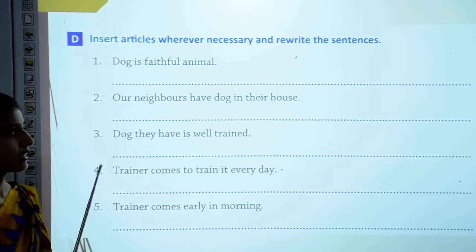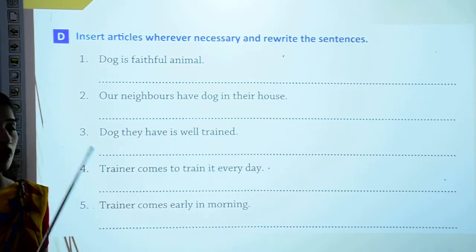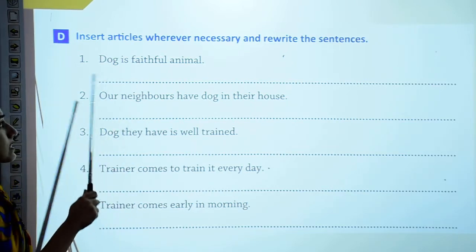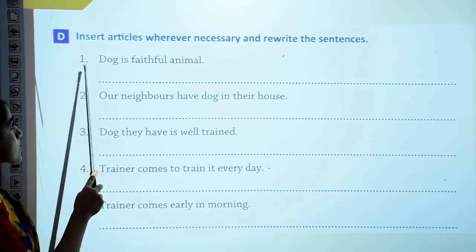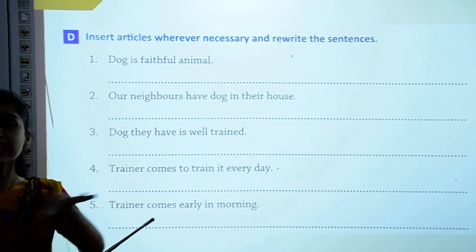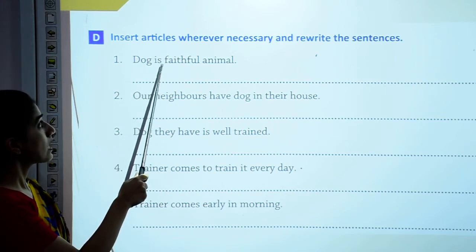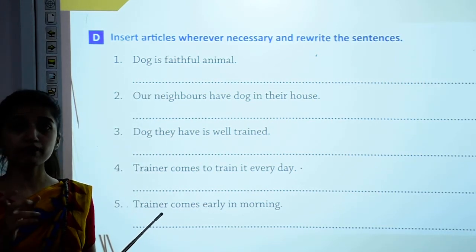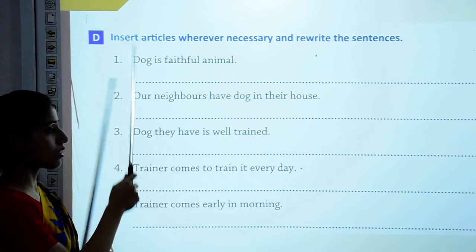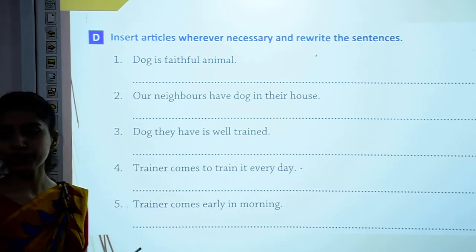The last exercise, that is, insert articles wherever necessary and rewrite the sentences. We have to insert the articles wherever it is necessary and you have to rewrite it again in this blank. So, the first one: "Dog is faithful animal." So, we are talking about a whole class over here. So, what will we be using? The before it. The dog is a faithful animal. A will come, and faithful is having a consonant sound, so we will be using a before it. So, the dog is a faithful animal, and the rest you have to do in the same way only.